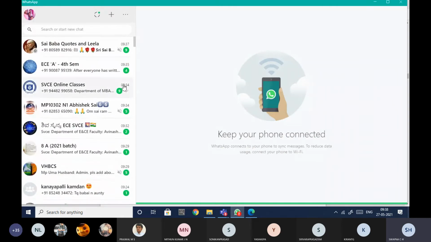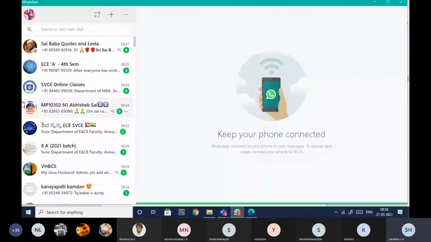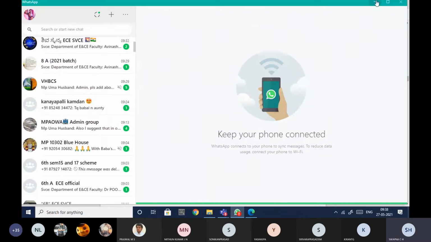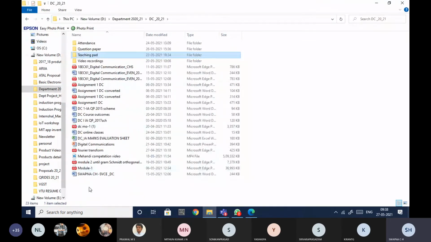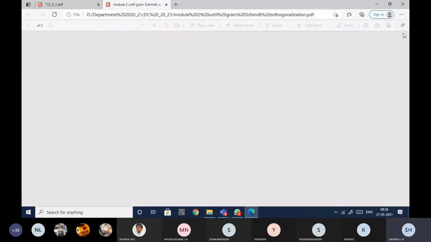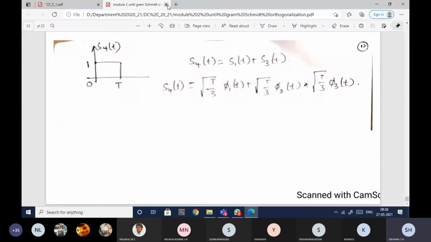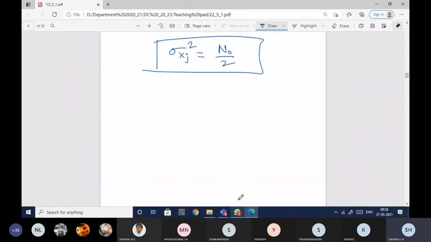I don't know whether I got it or not. One second. I didn't get that. I will show you. I'll open the notes which I've already shared with you. Module 2, Gram-Schmidt. I don't know whether I have that part in these notes or not. No, I don't have that part in these notes. Maybe I have already sent it to you. It might be there in your group.